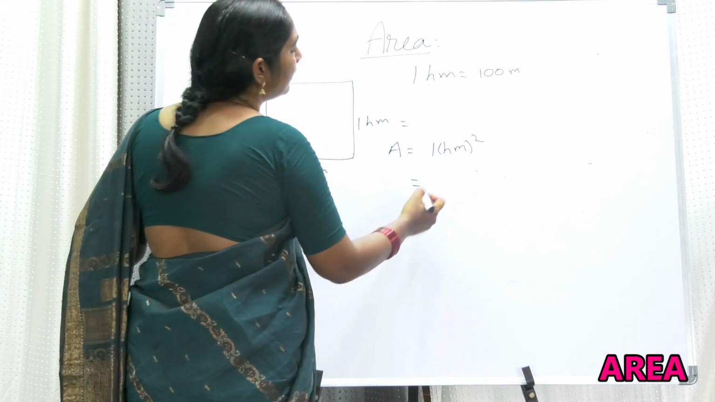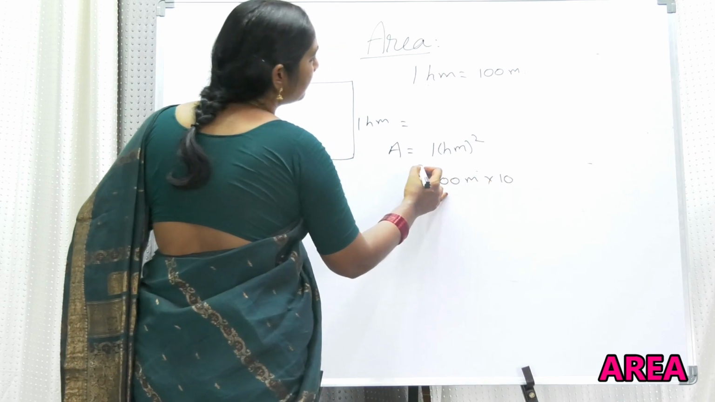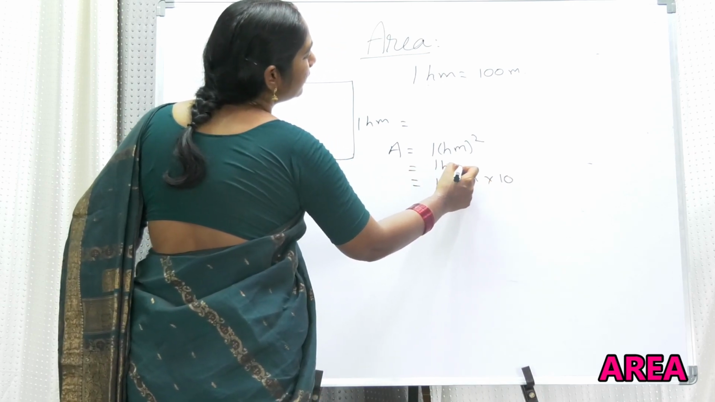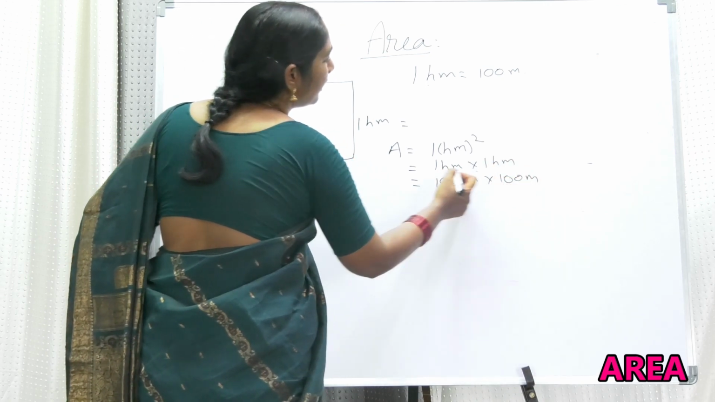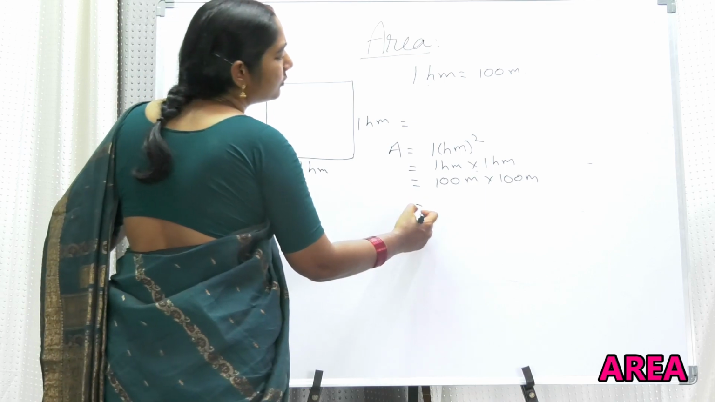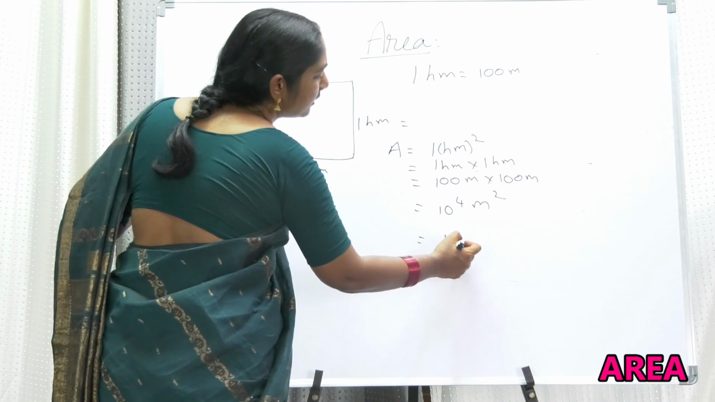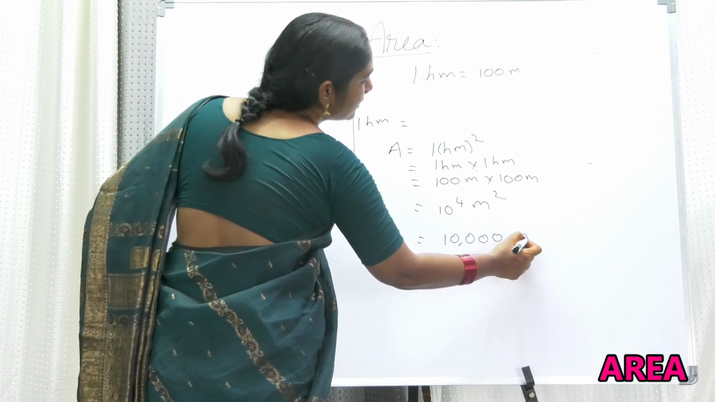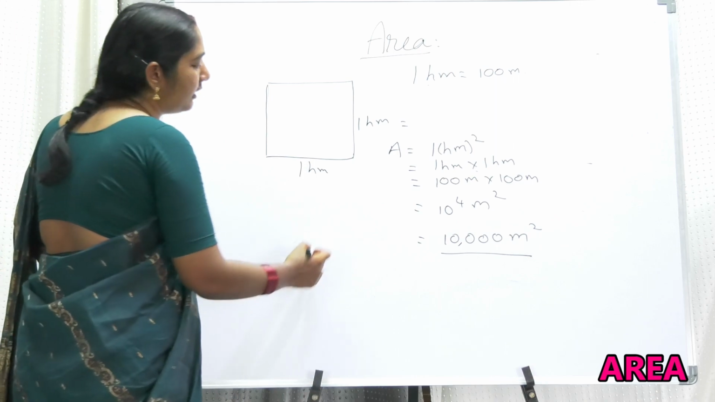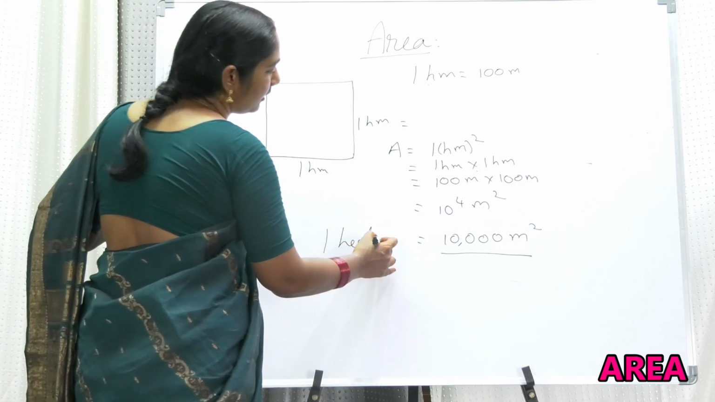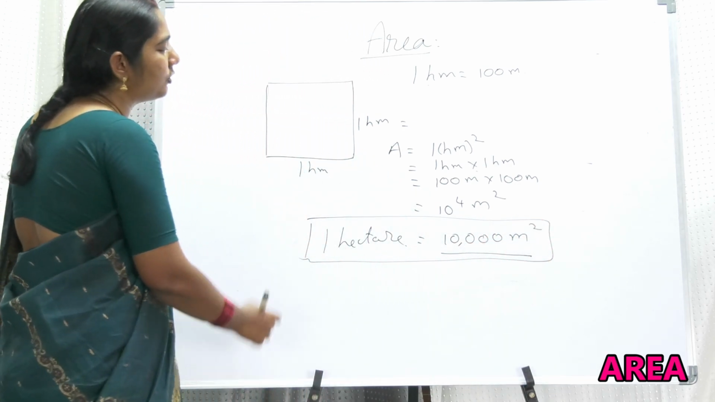That is nothing but equal to 100 meters into 100 meters. Hectometer means nothing but 1 hectometer into 1 hectometer. So when you are going for 1 hectometer, it is nothing but 100 meters. So 10 to the power of 4 meters square. So in 1 square hectometer, 10,000 square meters is 1 hectare. We call it as 1 hectare. 1 hectare is nothing but 10,000 square meters.